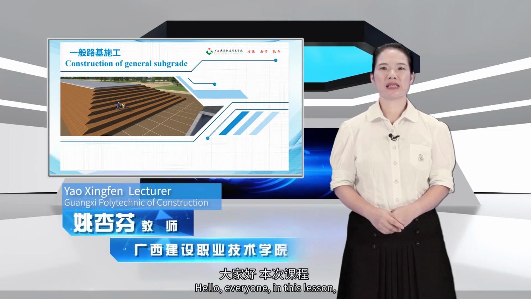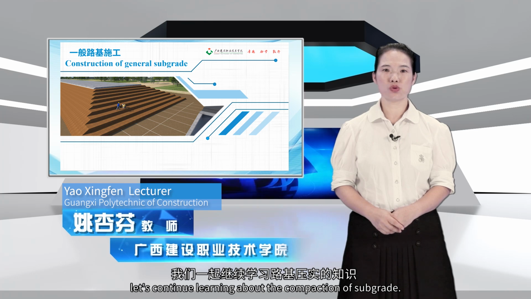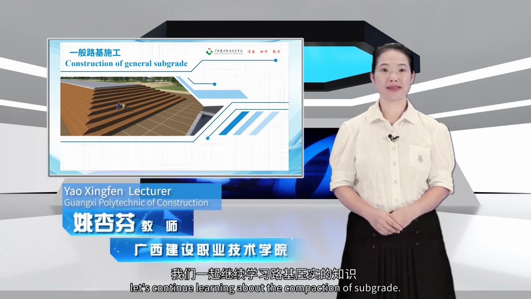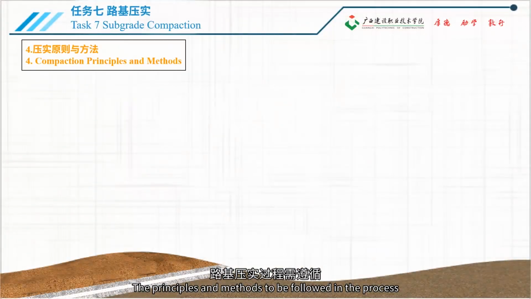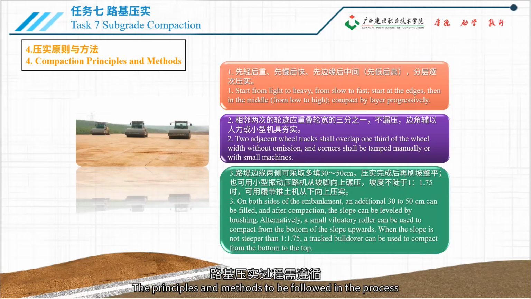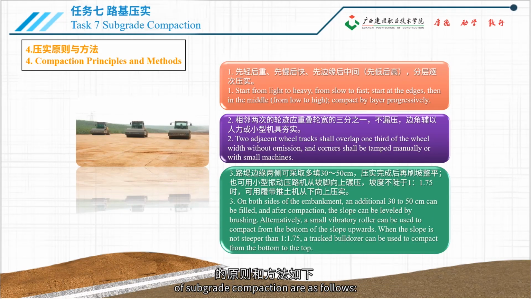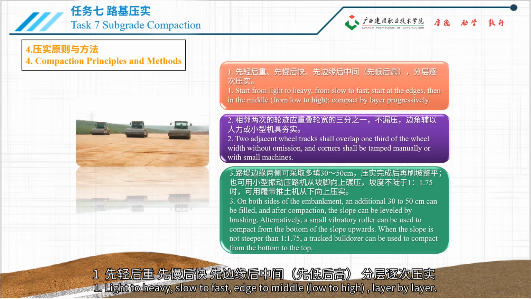Hello everyone. In this lesson, let's continue learning about the compaction of subgrade. The principles and methods to be followed in the process of subgrade compaction are as follows. 1. Light to heavy, slow to fast, edge to middle, low to high, layer by layer.